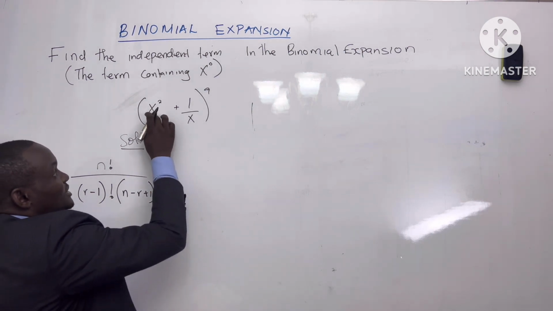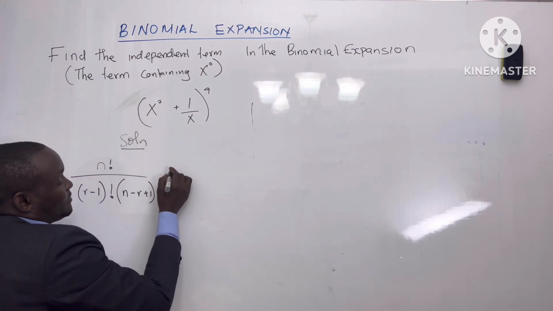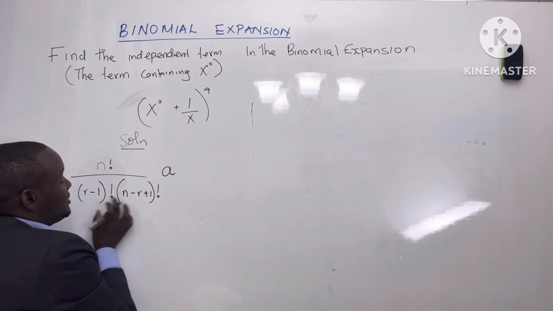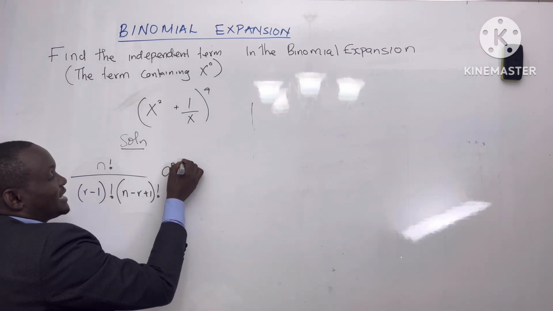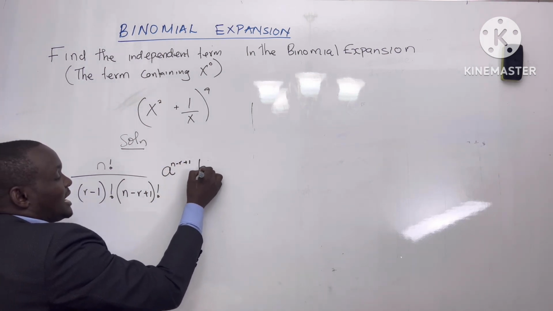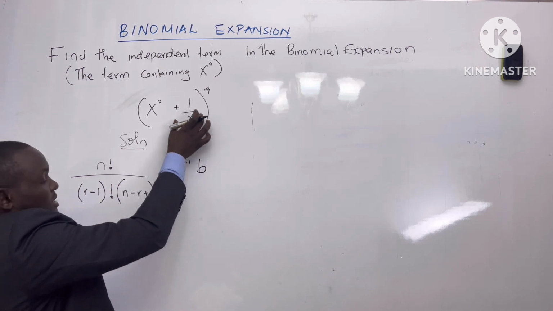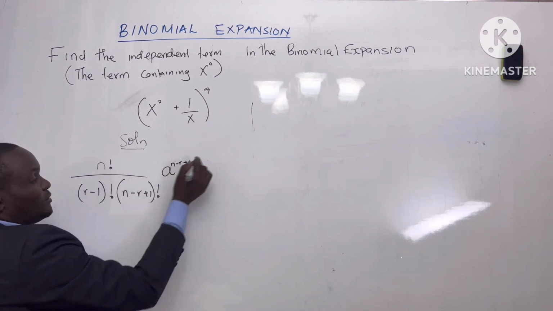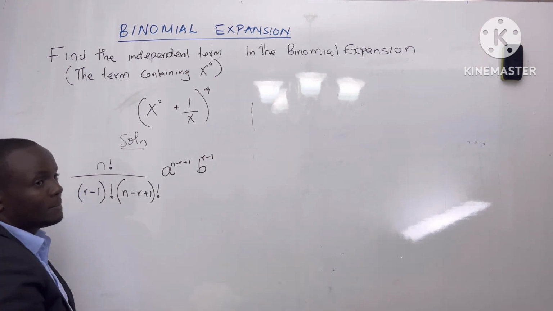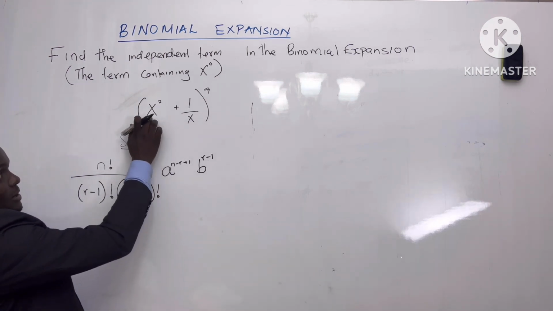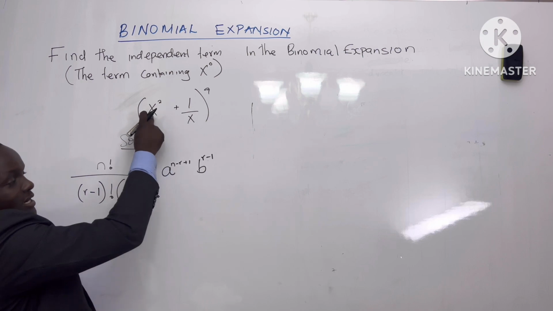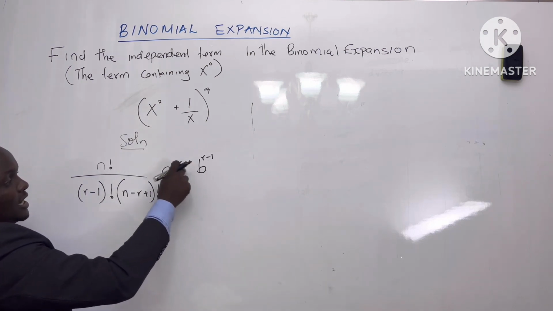So we shall have this, we can call it our a. A will be raised to power n minus r plus 1. Then we shall have b, of which our b is this one, which will be raised to power r minus 1. So, since we know what is our a, which is x squared, and we know what is our n, what we don't know is what is our r.